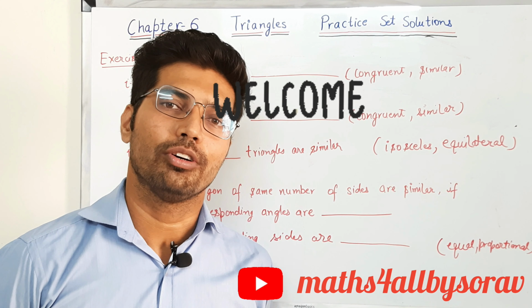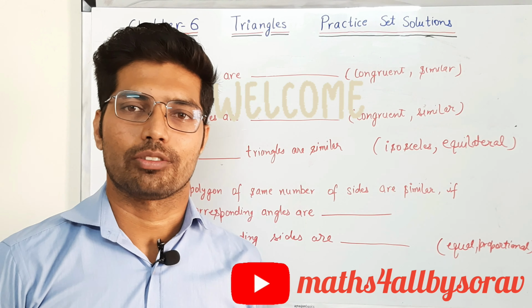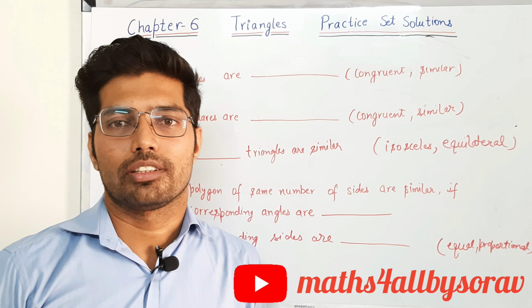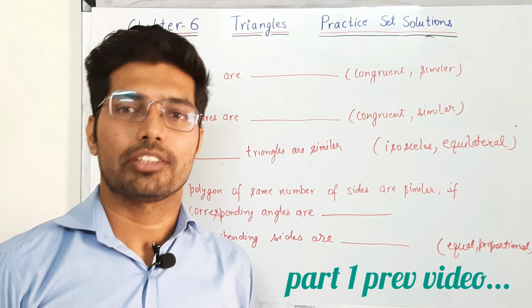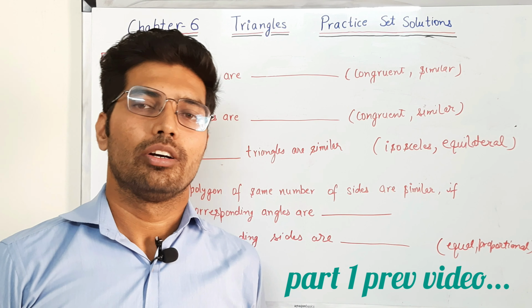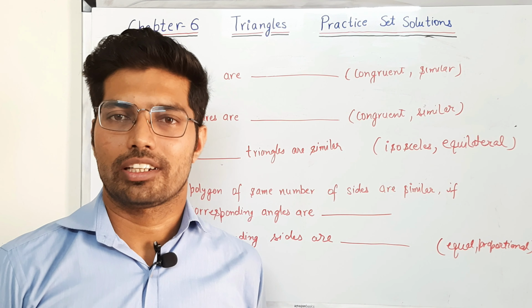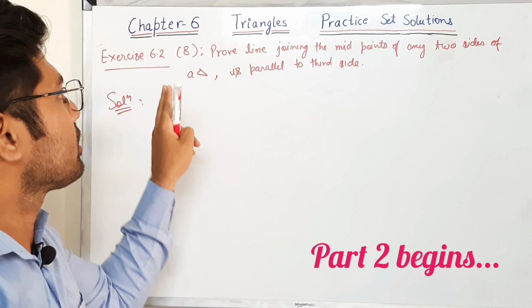So in our last video, we completed chapter 6, Triangles. We covered the similarity between two triangles, congruency, Thales theorem, and some important examples. In this video, we are solving all the practice set, question 8 of exercise 6.2.